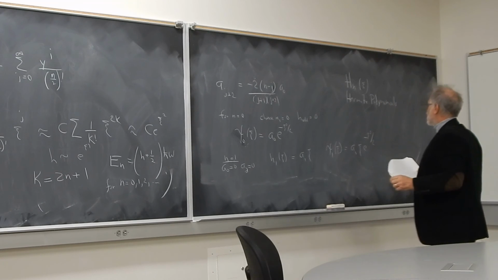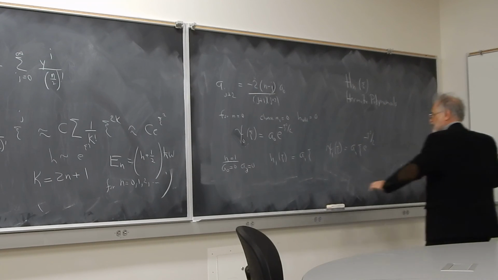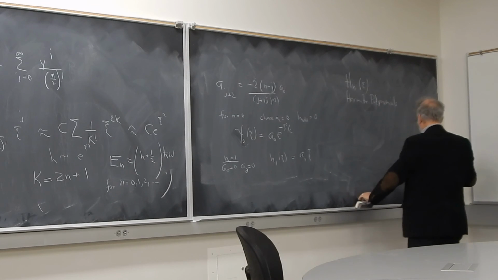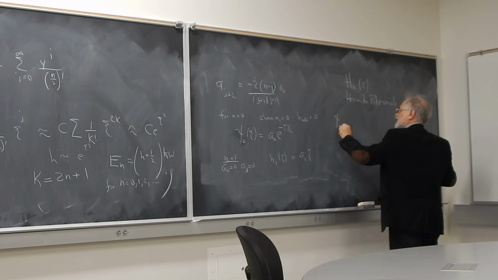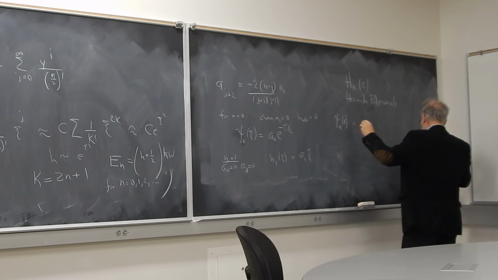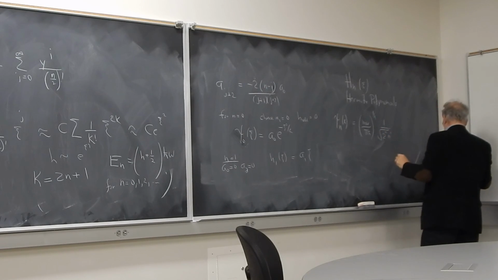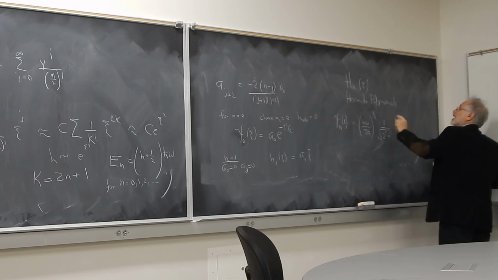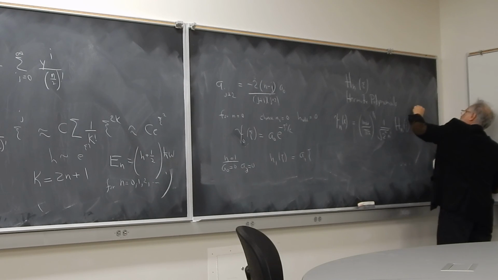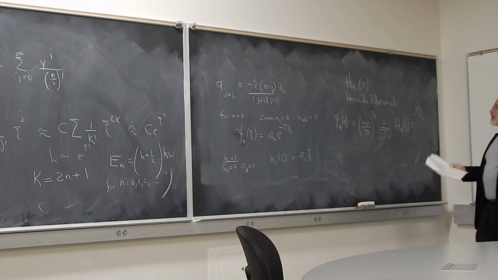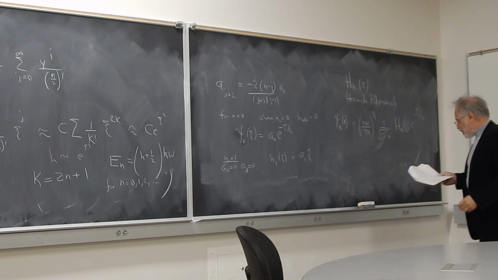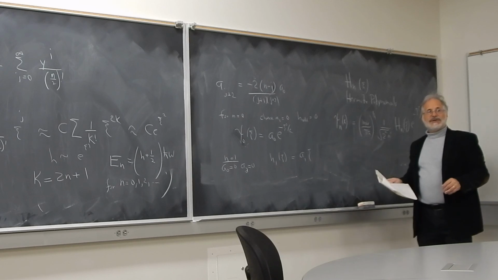The normalized stationary states for the harmonic oscillator, we'll just put them here as a way to finish it off. Psi sub n of x, going back to my original variables, would be (m omega over pi h bar) to the 1/4 power, times 1 over the square root of 2 to the n n factorial, times the Hermite polynomial H sub n of c times e to the minus c squared over 2. That's my general solution for the harmonic oscillator using the differential equation method.